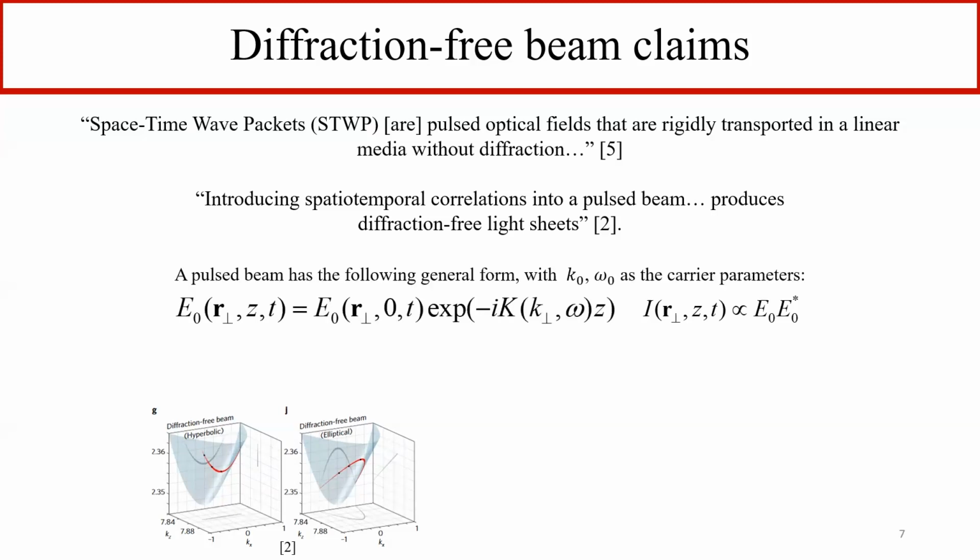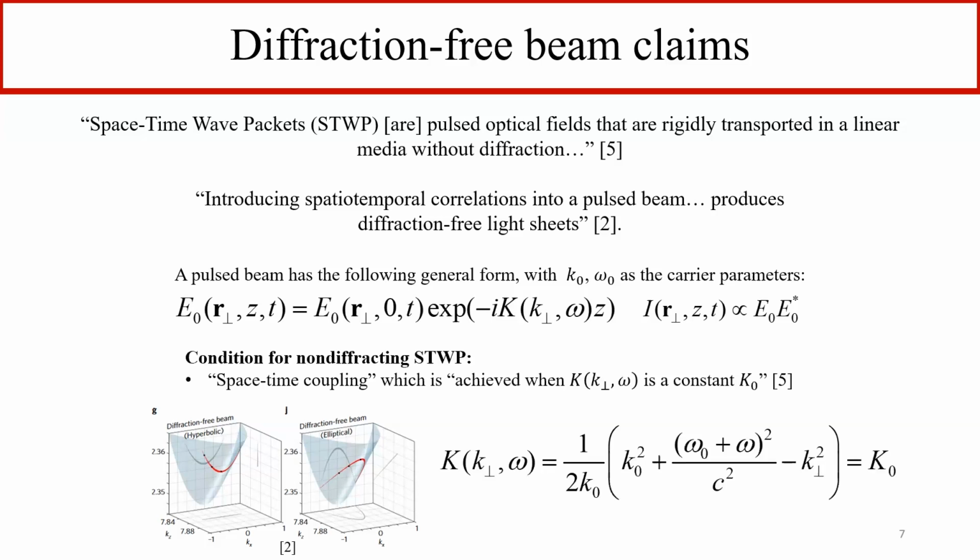A pulse beam has the following general form, where k0 and omega 0 are just the carrier parameters. All it's saying is that the field of the beam is just going to be its initial field times this exponent with negative i k z, and this k is just the dispersion relation of the beam. What they're claiming basically is that the condition for non-diffracting space-time wave packets is this thing called space-time coupling, which is achieved when k, this dispersion relation, is basically set to be a constant. So we're saying k is k0.